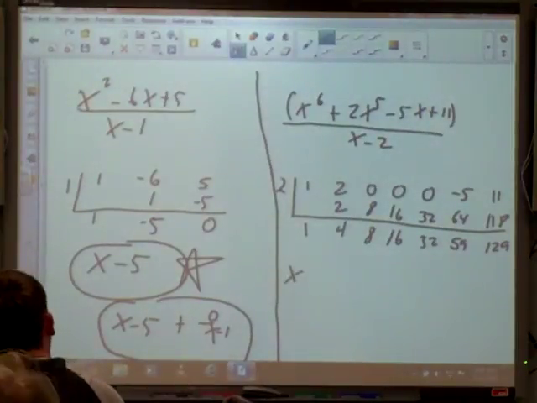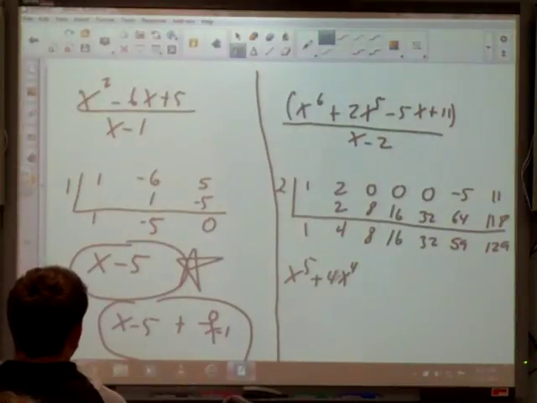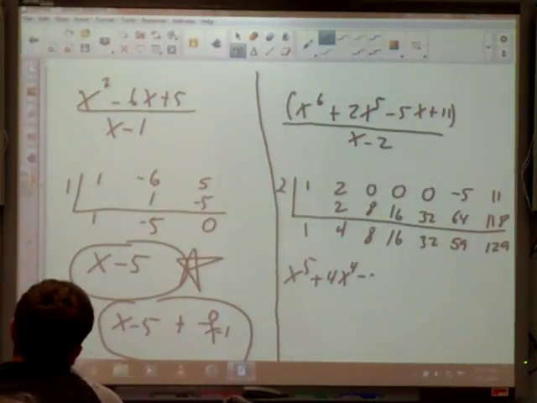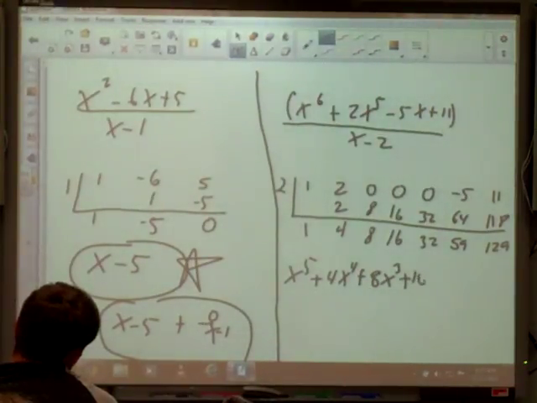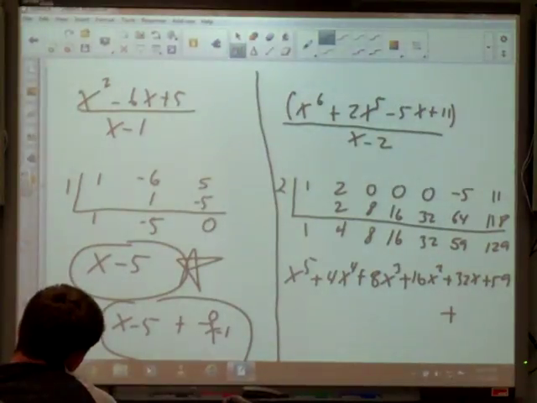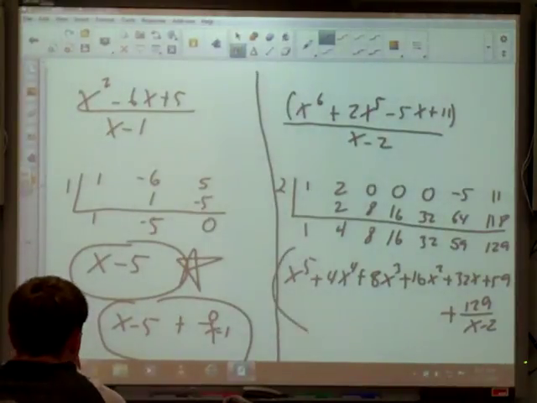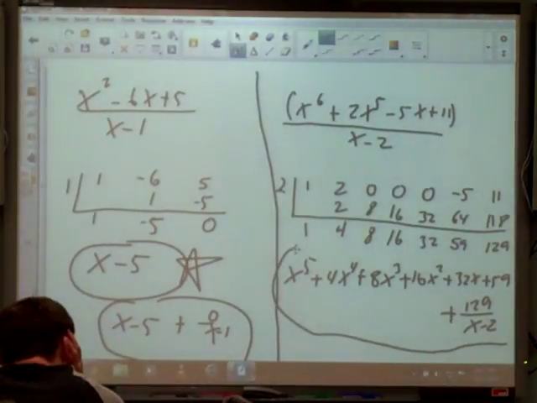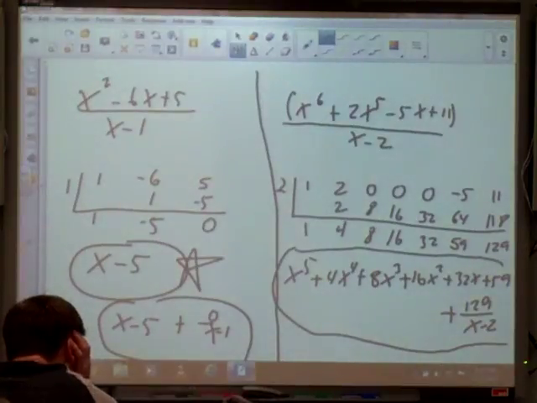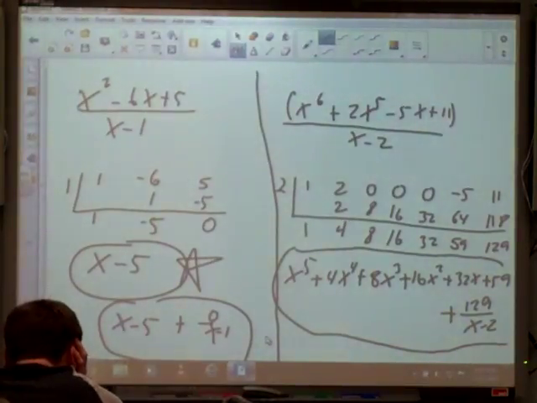All right, so we start off with an x to the 6th, which means my first one is 1x to the 5th plus 4x to the 4th. If they're positives, I put a plus. If they're negatives, I put a minus. Plus 8x cubed plus 16x squared plus 32x. My constant of 59, and then my remainder plus 129 over x minus 2. Ideally, that would be all in one stretch without dropping the remainder down like I did there, but I ran out of room. It's okay.